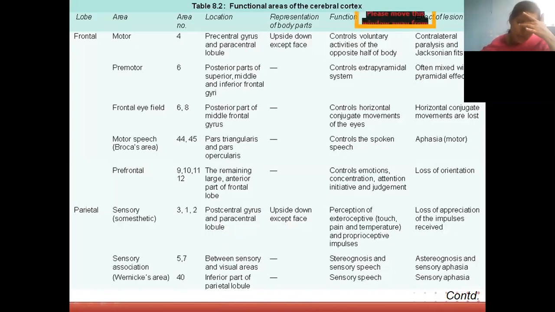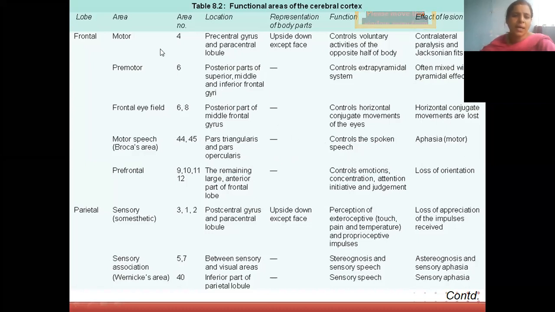These terms I introduced to you when I was doing sulci and gyri of the superolateral surface. So areas 44 and 45 control spoken speech. If this area is damaged, the person will have loss of speech. That condition is called motor aphasia. Motor aphasia. Similarly, in the frontal lobe, we have many other areas like area number 6, 8 and so on.